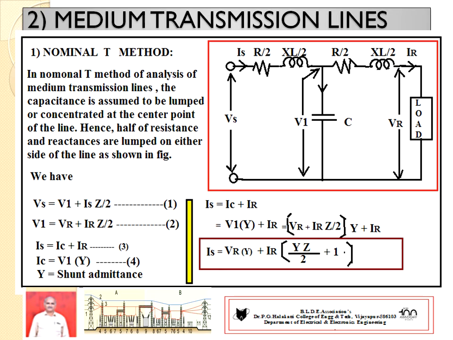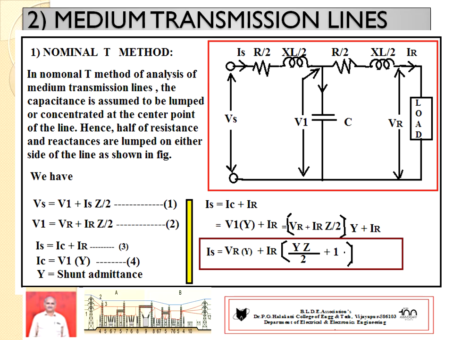So we have to develop the expressions for Vs and Is. That is the main aim. Compare with our general standard equation. So you have to see some basic expressions. Sending end voltage Vs equal to V1 plus Is into Z by 2, equation 1. And voltage across the capacitance V1 equal to the vector sum of Vr plus Ir into Z by 2, equation 2.